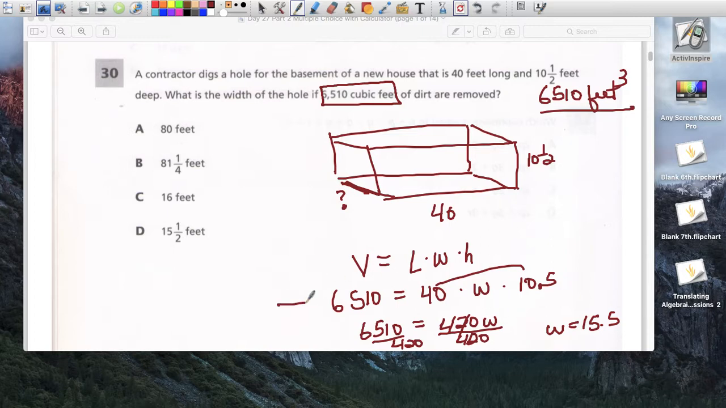Okay, so looking over here, you had three numbers multiplied, length times width times height, that would give you 6,510. You were given that the length was 40 and the height was 10.5. So you were missing this number. And we got an answer of 15.5. So that's one way of doing it.